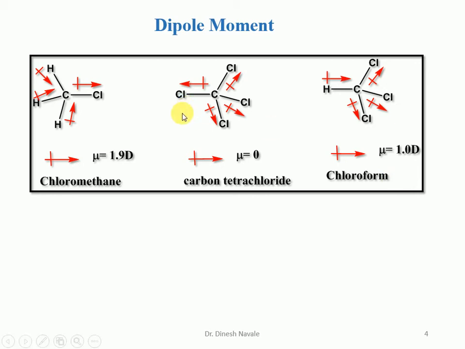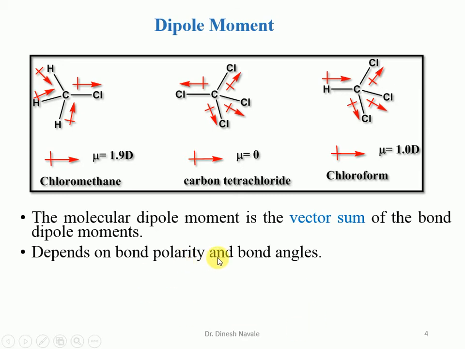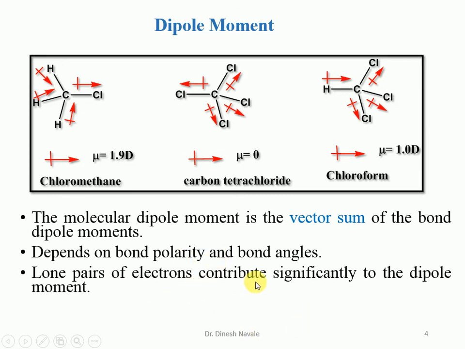Many times it is very important that the geometry as well as the structure of the molecule decides the dipole moment, and the substituents attached to that particular carbon also decide the dipole moment of the molecule. The molecular dipole moment is a vector quantity and depends upon the bond polarity as well as the bond angles. Lone pairs of electrons contribute significantly towards the dipole moment.